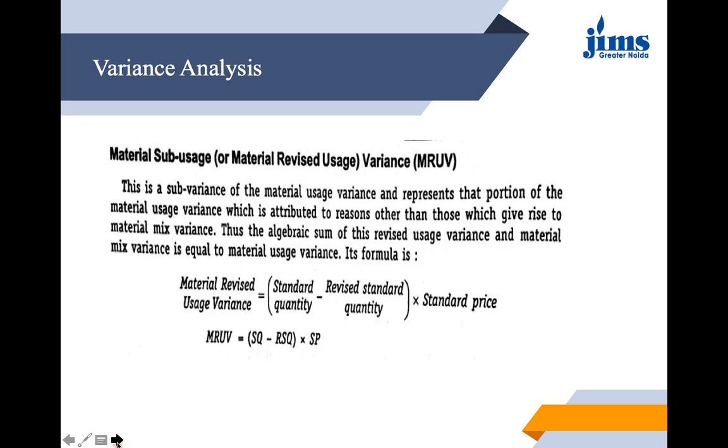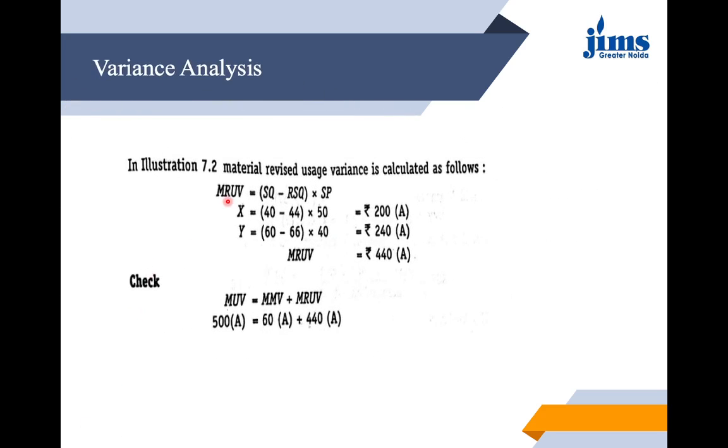and the formula that we will be using for it is quite simple again: standard quantity minus the revised standard quantity into the standard price. Okay. Let us calculate this for the previous example that we have done. When we put all the quantities in the formula, again we are able to see that there is an adverse variance of 440 rupees. We can total it and check that your material usage variance is equal to material mix variance and your material revised usage variance, and it is coming out to be equal.